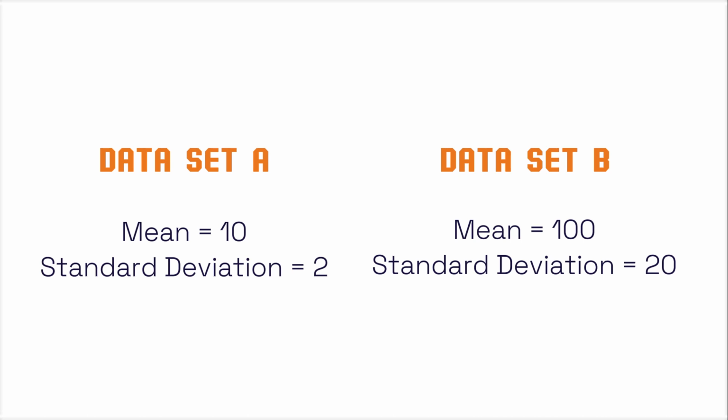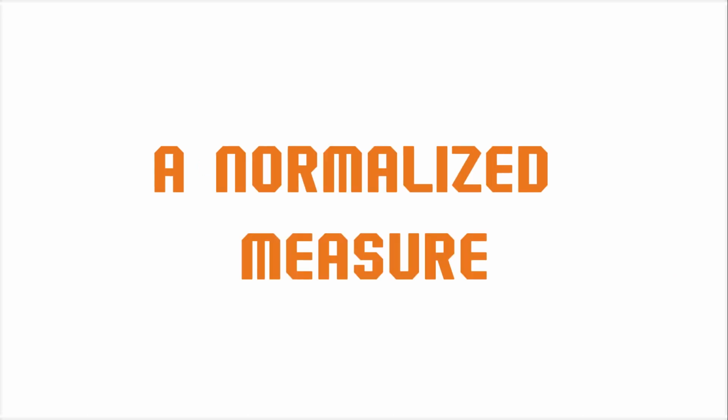Consider two datasets. Dataset A with a mean of 10 and standard deviation of 2. Dataset B with a mean of 100 and standard deviation of 20. At first glance, it seems dataset B has a much higher variability. However, this might simply be because dataset B has a higher mean. To understand the relative variability, we need a normalized measure.